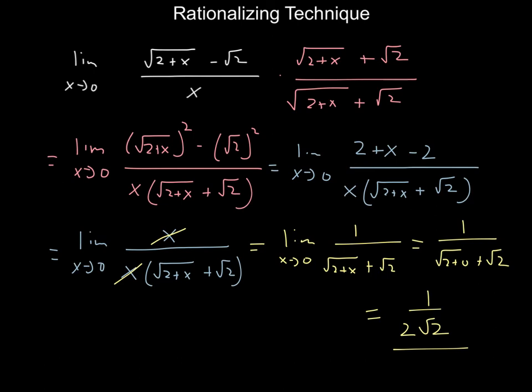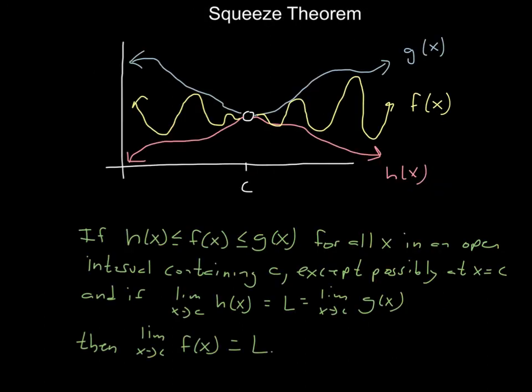The dividing out and the rationalizing technique are going to be two techniques that you're going to be using quite a bit in terms of evaluating limits and working with difference quotients moving forward. And now the last thing we have to do is we got to take a look at what's called the squeeze theorem. Now we're going to look at the squeeze theorem.